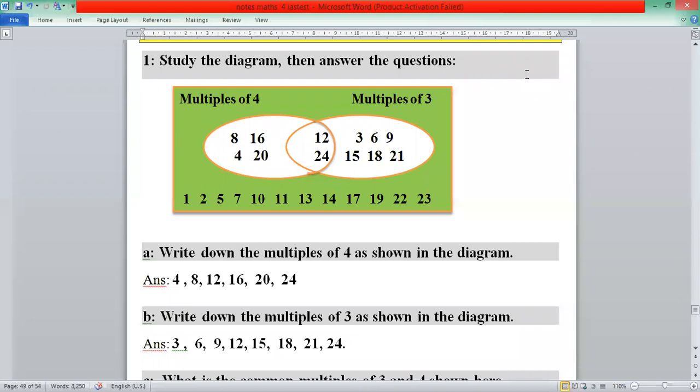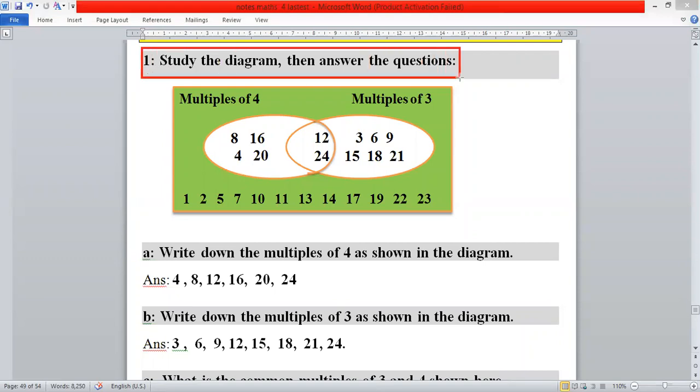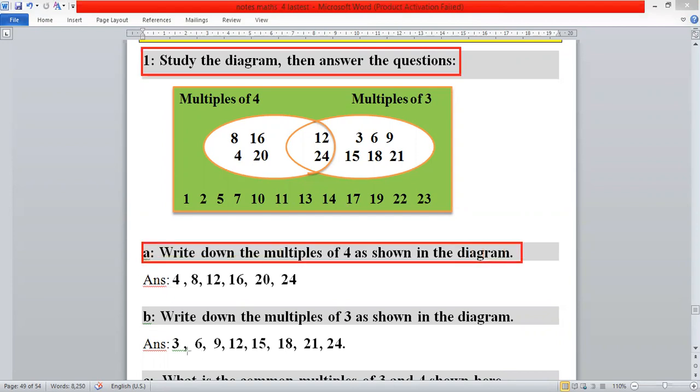In page 47, the statement is: study the diagram, then answer the given questions. These are the given questions, A, B, C, D, and so on. So this is a Venn diagram. In this diagram, the counting numbers are given from 1 to 24. The smallest number is 1 and the greatest number is 24. So the total numbers are 24.